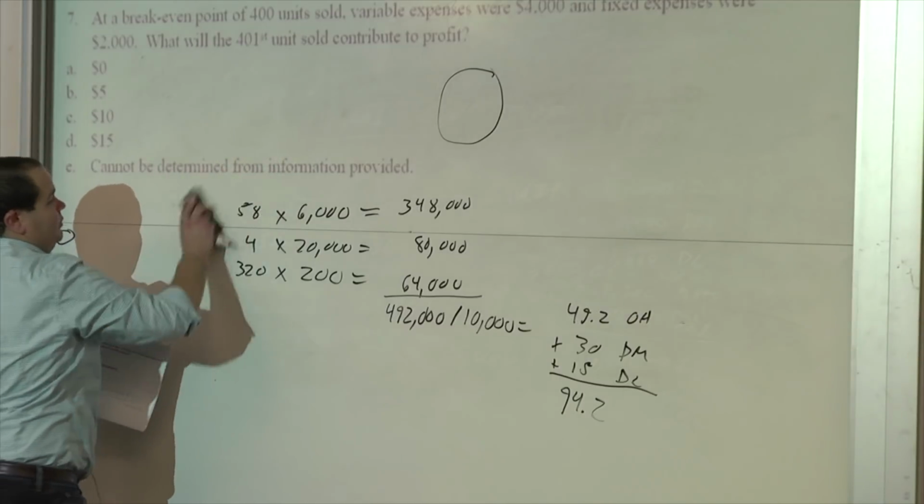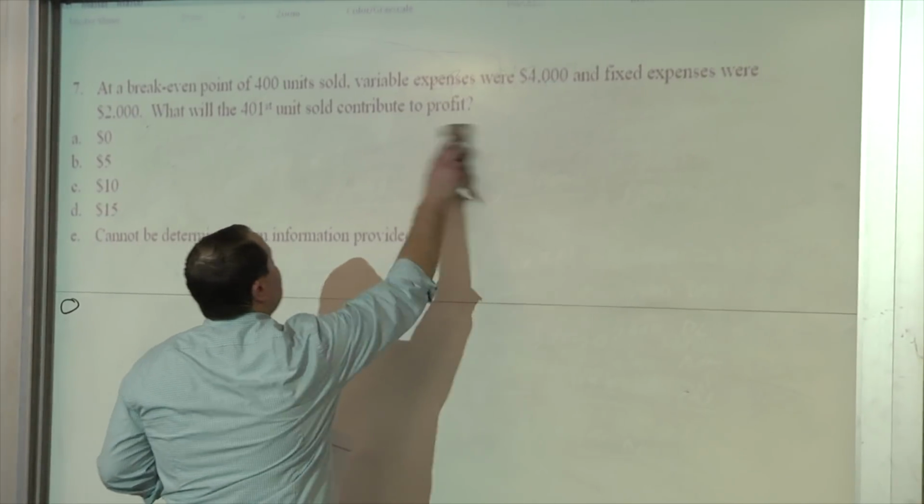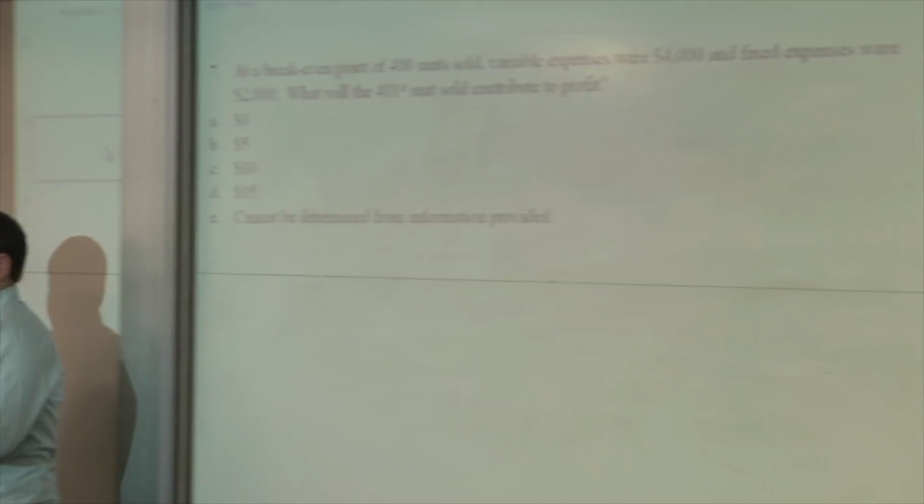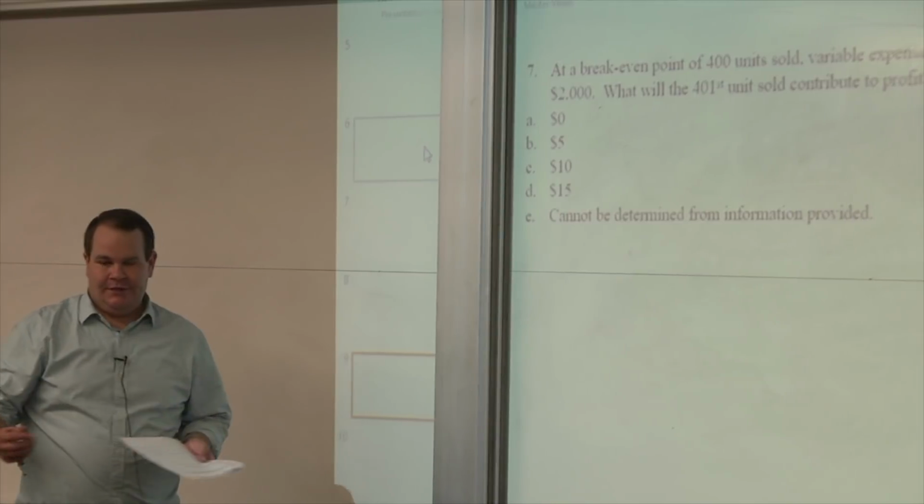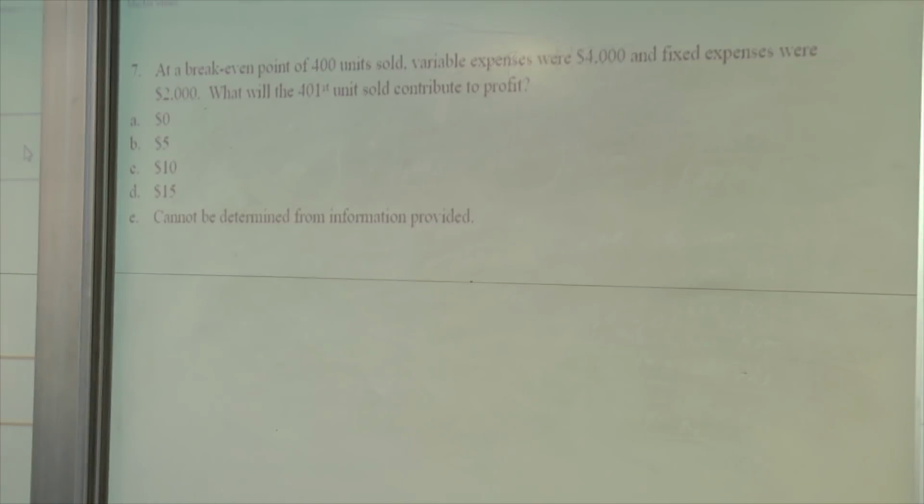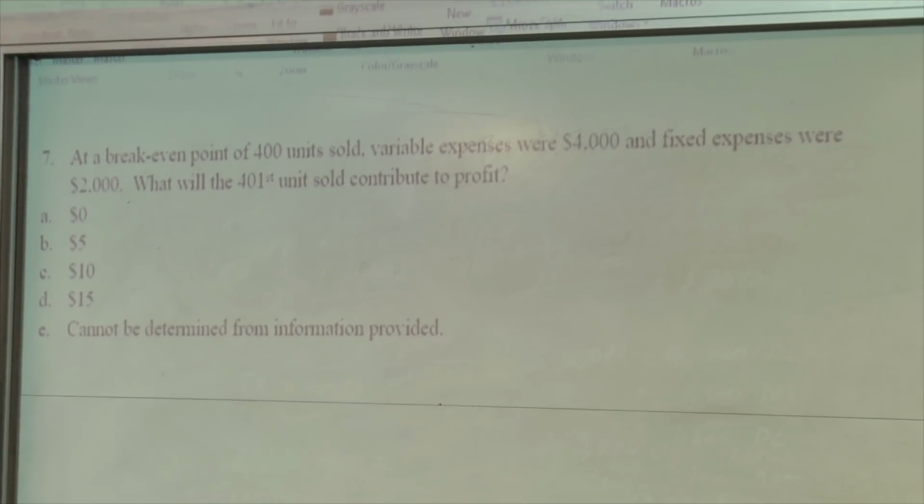Question 7. Now we're going to move in a little bit to Chapter 6 stuff, which is mainly focused on our contribution margin, profitability, and break-even, things like that. This is our first one that we're going to look at here. Question 7, we had a company that has a break-even point of 400 units sold. Variable expenses were 4,000. Fixed expenses were 2,000. What will the 401st unit sold contribute to profit?